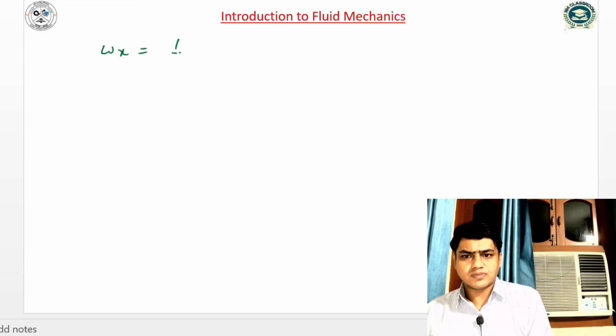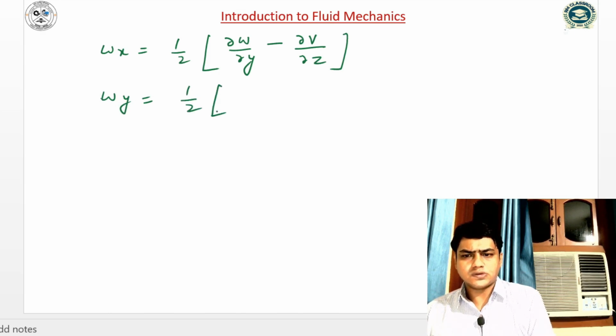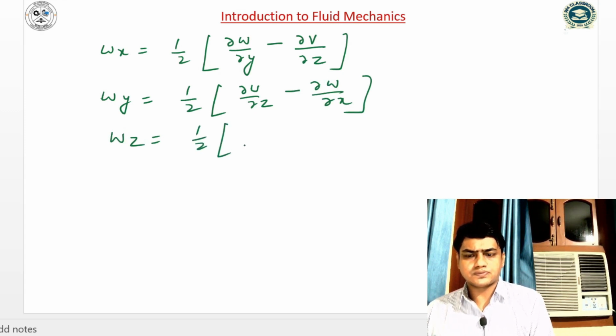So omega x is equal to 1 by 2 (del w by del y minus del v by del z). Similarly, omega y can be written as 1 by 2 (del u by del z minus del w by del x), and omega z is equal to 1 by 2 (del v by del x minus del u by del y).